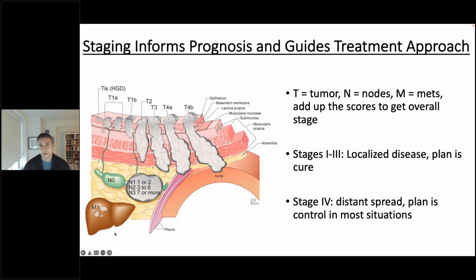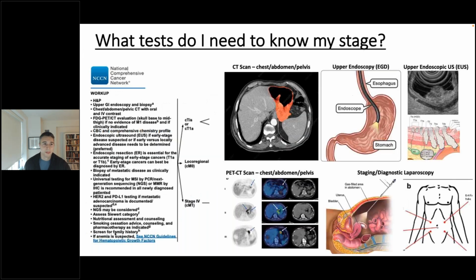So stages 1 through 3 cancer is localized to the organ where it started, in this case the stomach and the regional lymph nodes, and the goal is cure. Stage 4 disease has spread to other locations and unfortunately is rarely curable. In select situations, we do approach the problem with a goal of cure, but that is the vast minority of patients, sadly. So what do you need to know your stage?